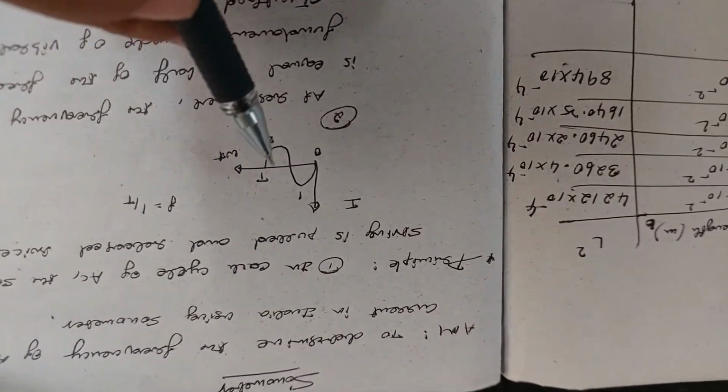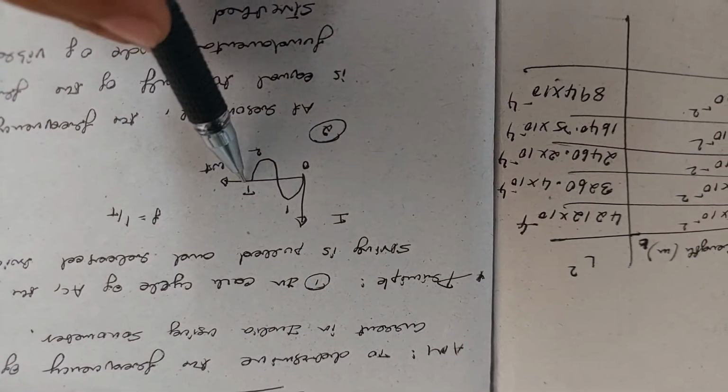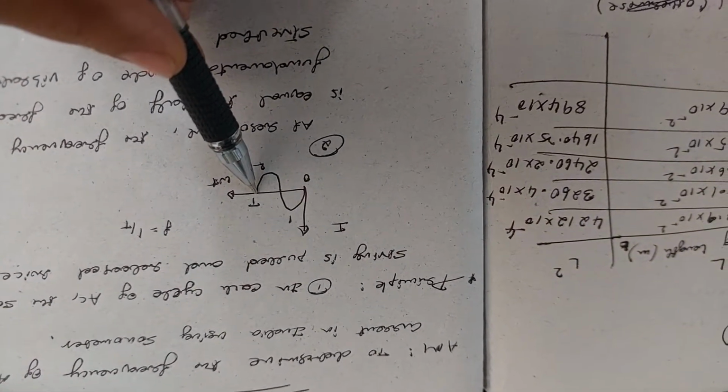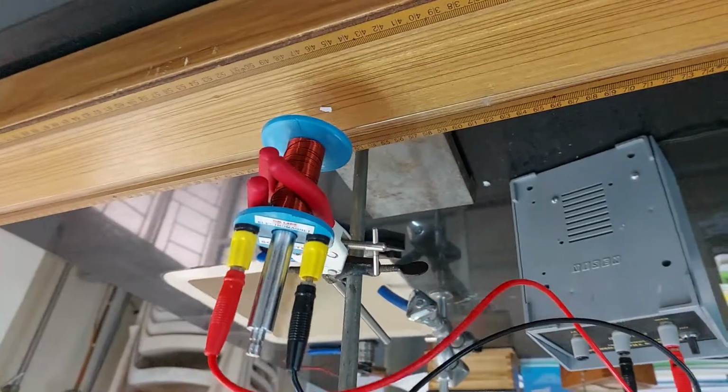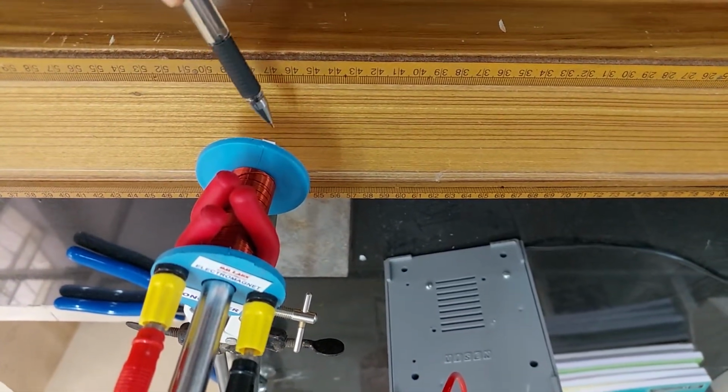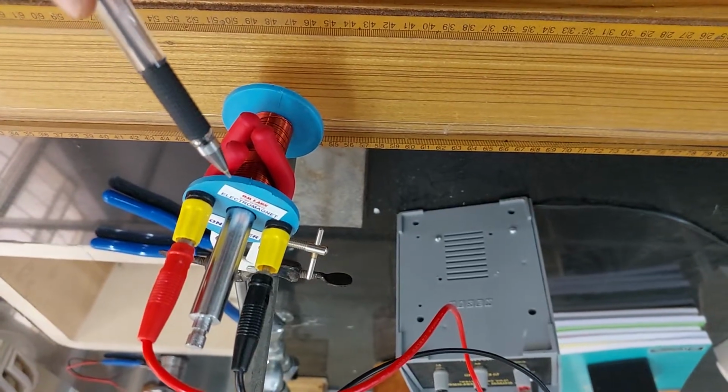So in one time period, you can see here, from 0 to T, the current will change direction twice. That means in one time period the current will go from top to bottom and then bottom to top. That means it's one cycle.